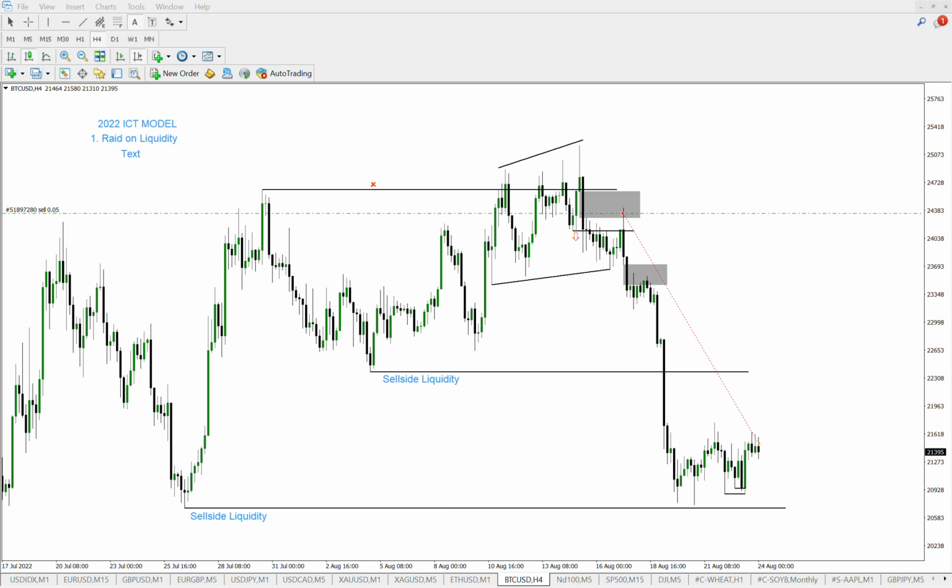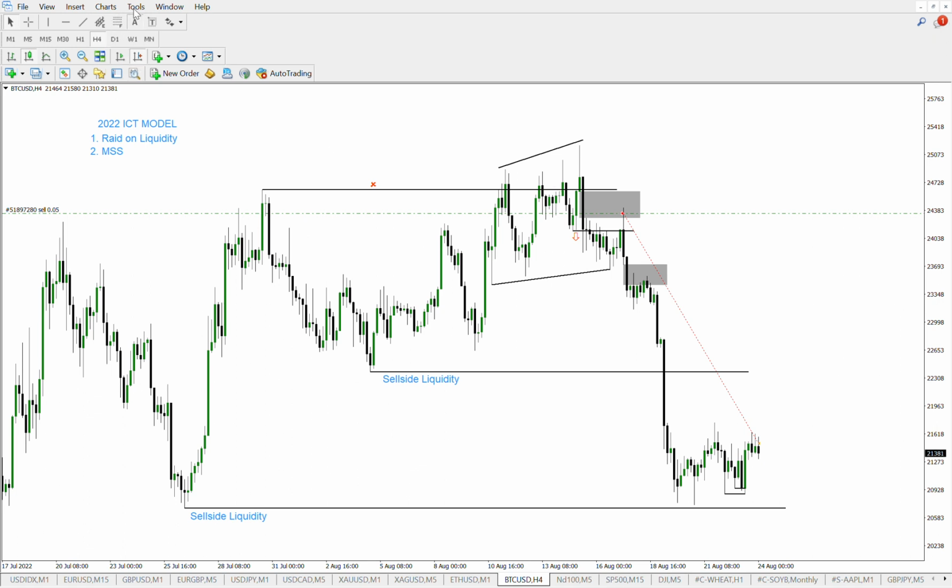We have number 2, which is the market structure shift. Okay, and the market structure shift is seen by the down close arrow here, right? So we took out the highs, created SMT divergence with Ethereum, and then we broke down. Okay, so this is indicating that institutional order flow is now bearish, and we could go into the marketplace hunting short positions.